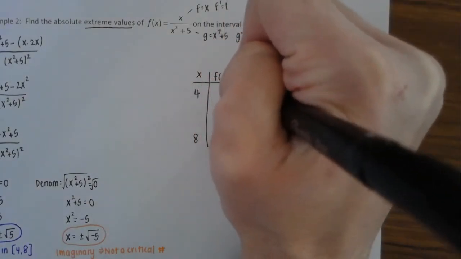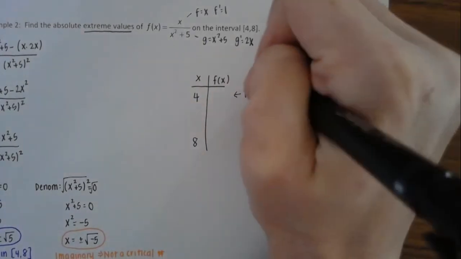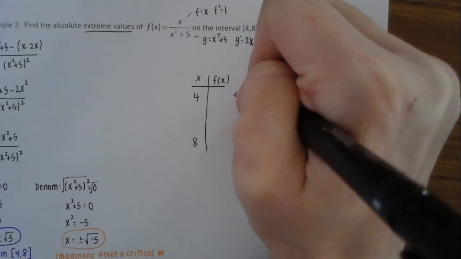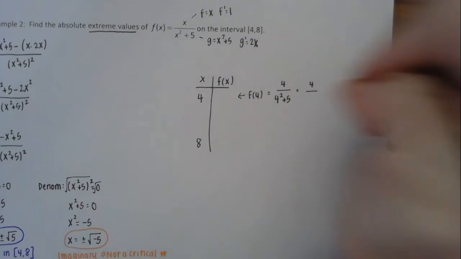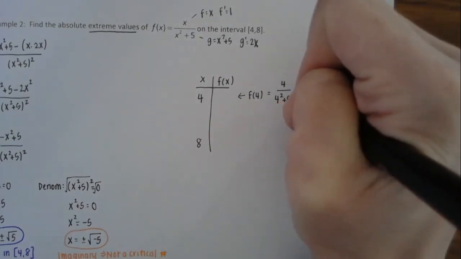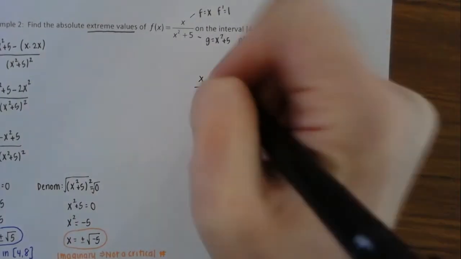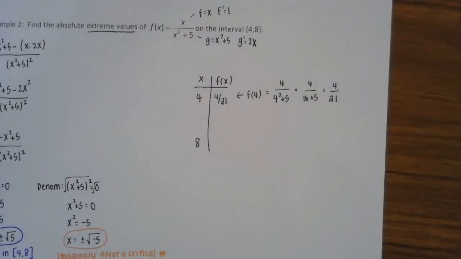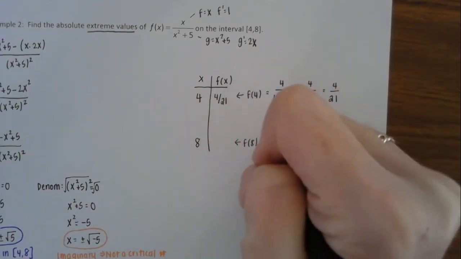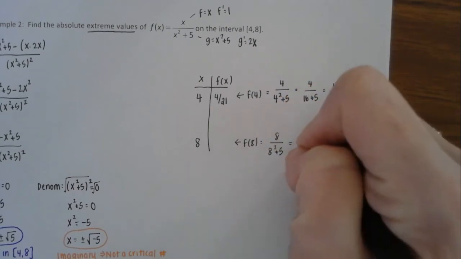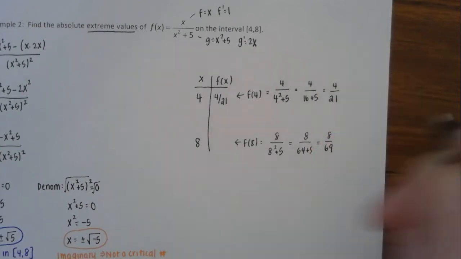So I'm going to go ahead and do f of 4. And again, I'm going to plug those back into the original function. So that's going to give me 4 over 4 squared plus 5, which is 4 over 16 plus 5, or 4 over 21. And then I'm going to do the same thing with f of 8. So that's 8 over 8 squared plus 5. So 8 over 64 plus 5, or 8 over 69.